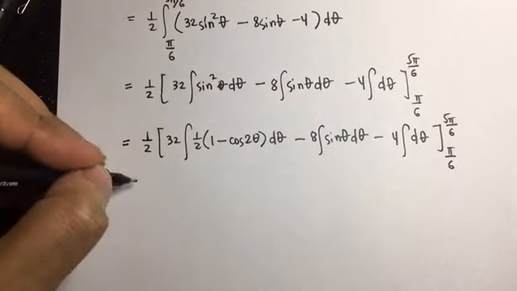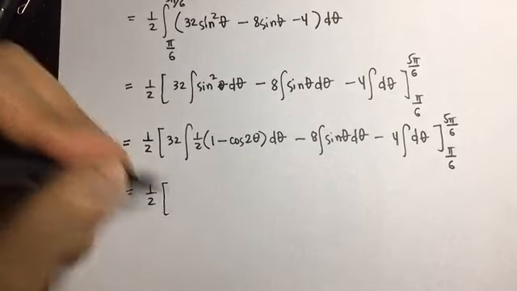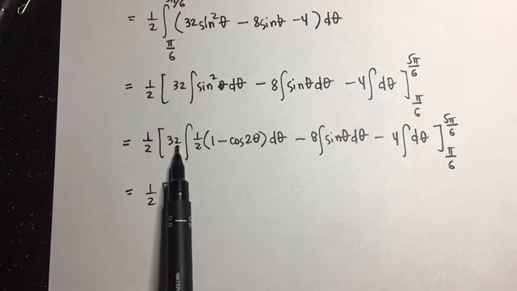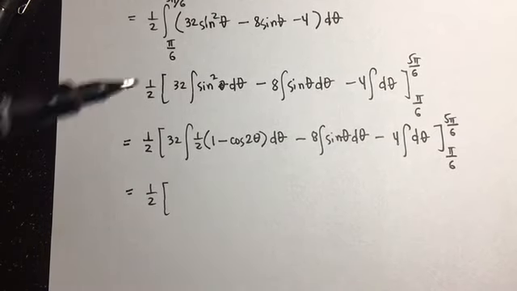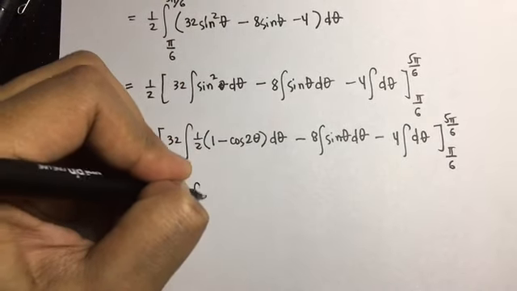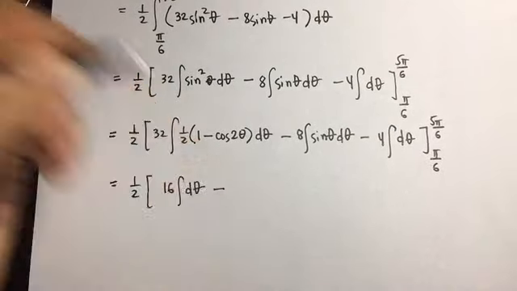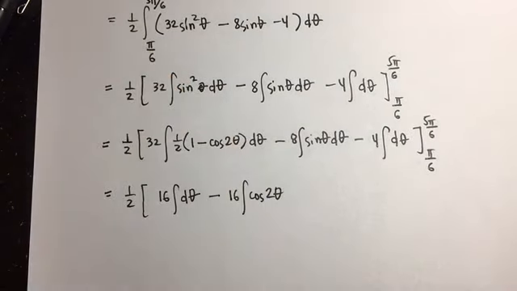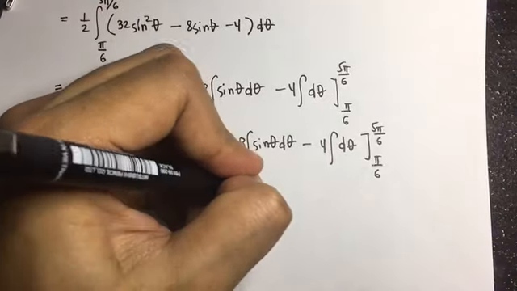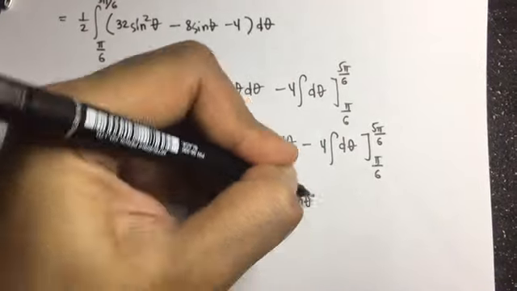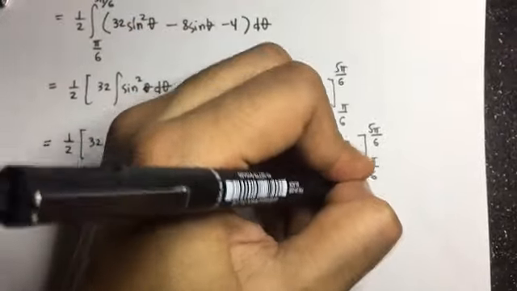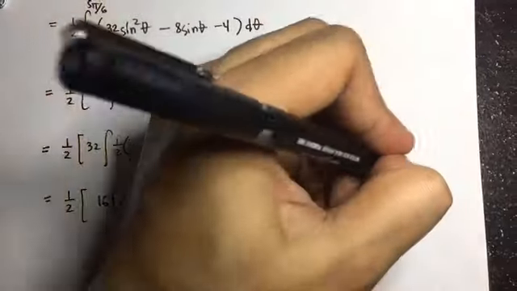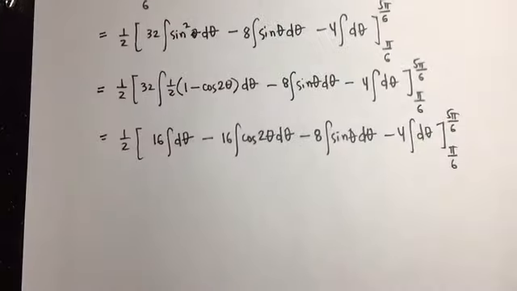Okay, so next, we can distribute the integral sign and cosine theta here. So we have 32 times 1/2 times 1, so that is 16 integral of d theta minus also 16 integral of cosine 2 theta d theta minus 8 integral of sine theta d theta minus 4 integral of d theta from pi over 6 to 5 pi over 6.